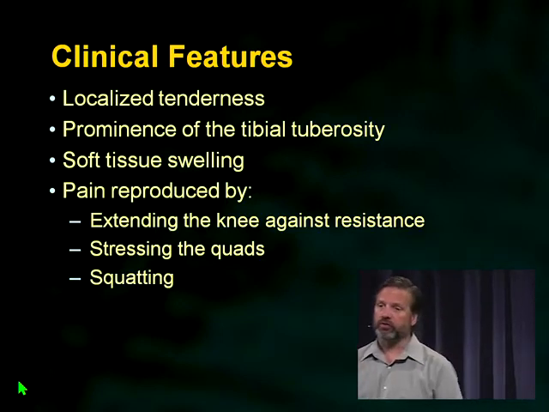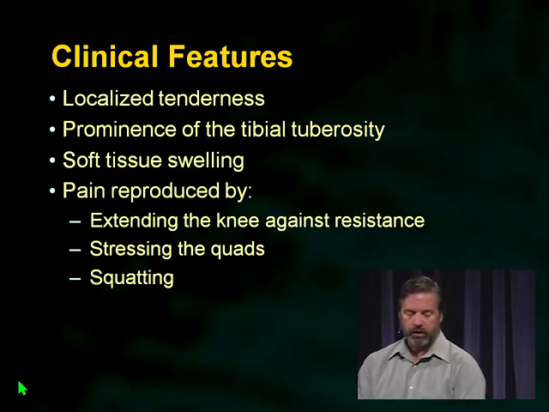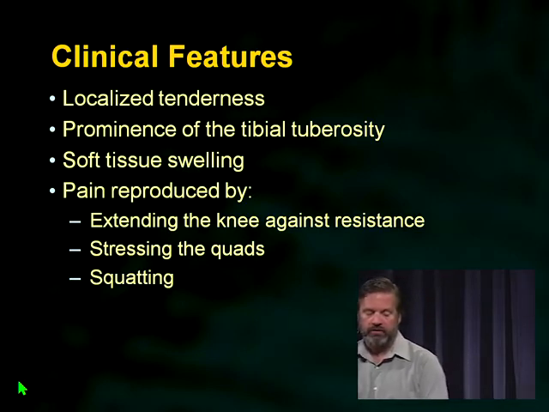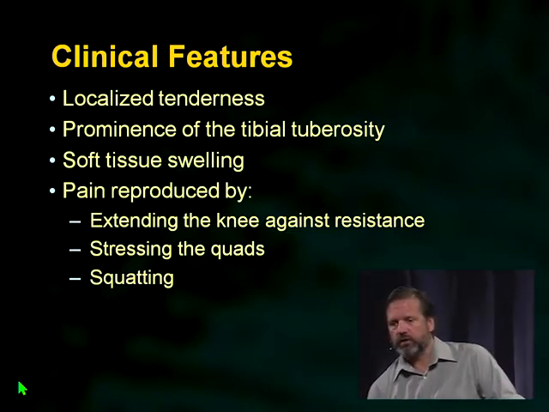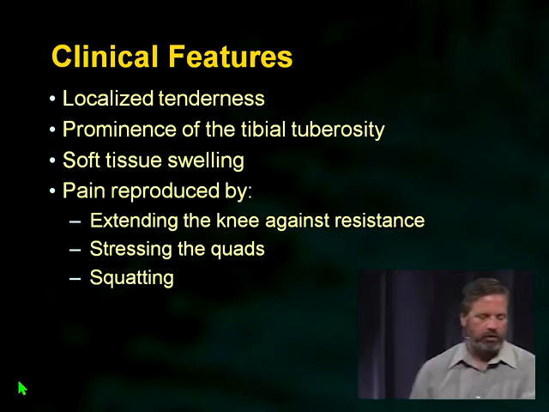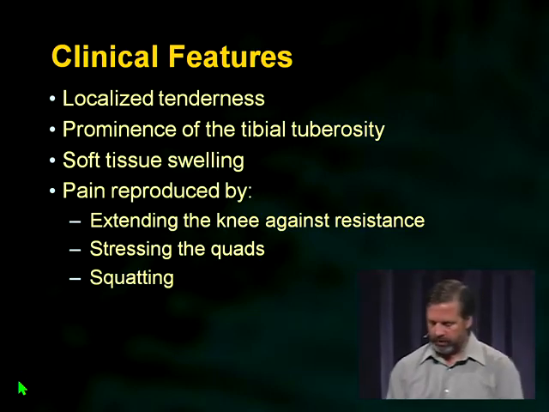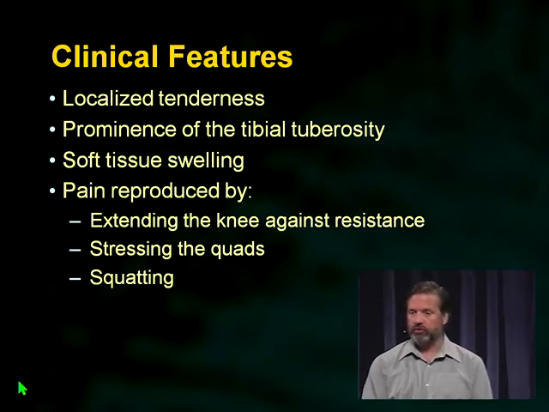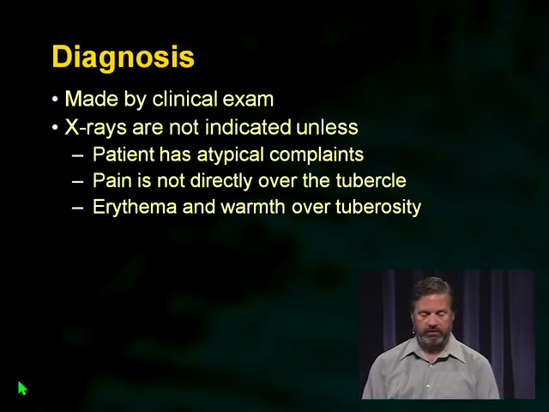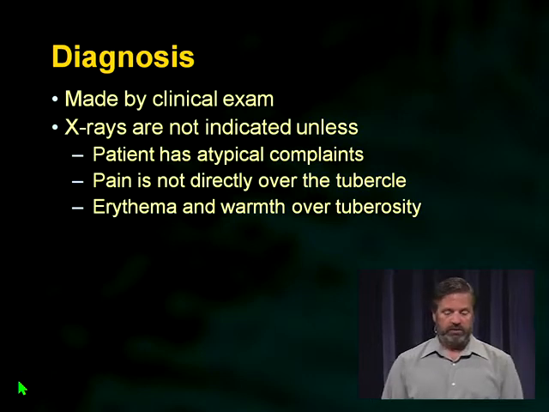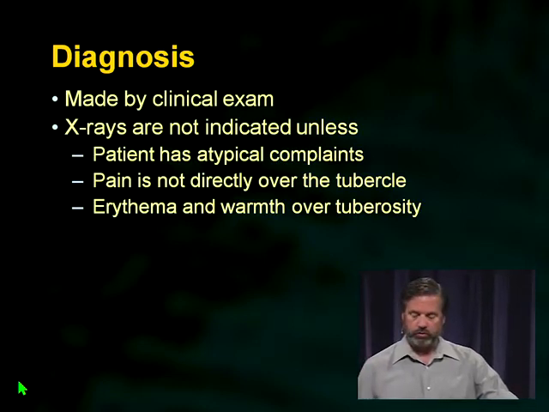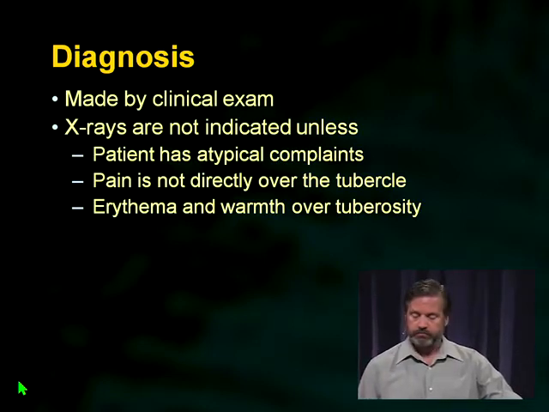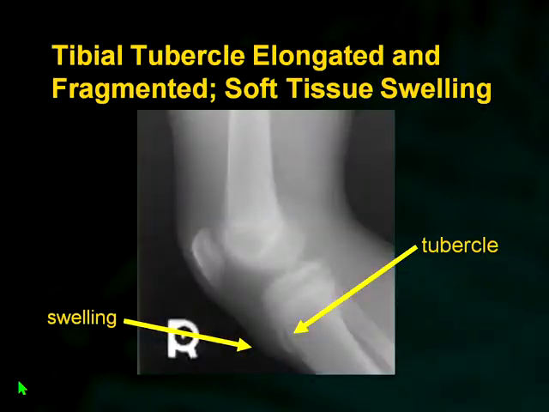You may actually see or feel a little bit of warmth or swelling there. And the pain can be reproduced when you ask them to extend their knee against resistance. So all you have to do is have them at the edge of the table, and you hold their leg in, and you ask them to try to resist your hold, and they'll complain of the pain. You can also do it by squatting, which is a significant stress in the quads. So usually we make this diagnosis by clinical exam. X-rays are not indicated unless the patient has unusual or atypical complaints, or the pain is not directly over the tubercle. But usually you can make the diagnosis with your exam.